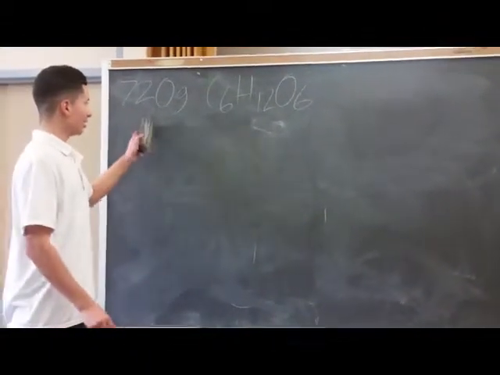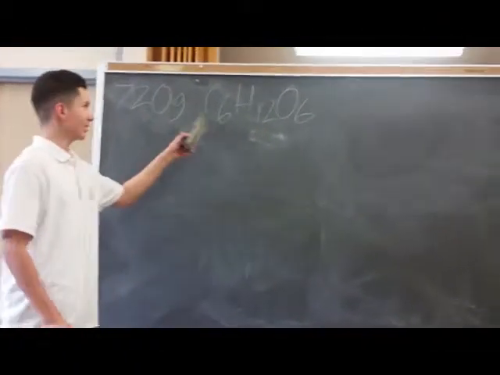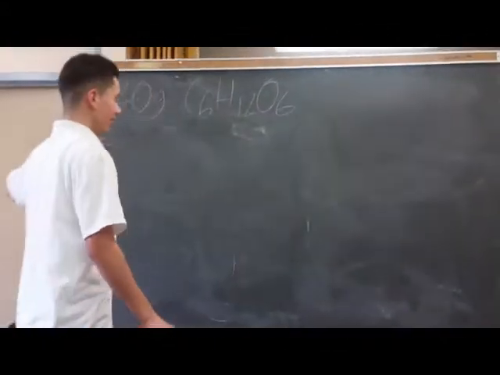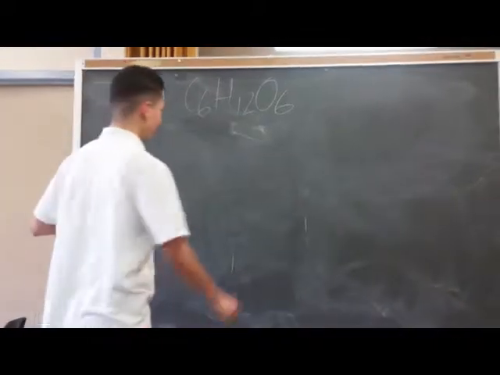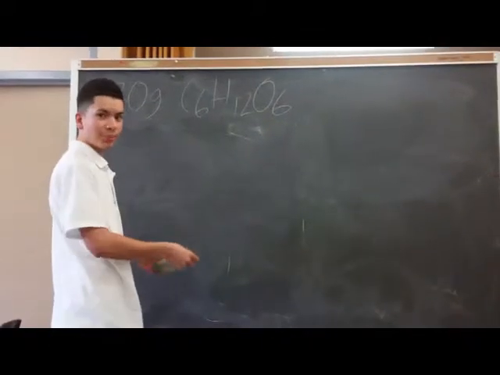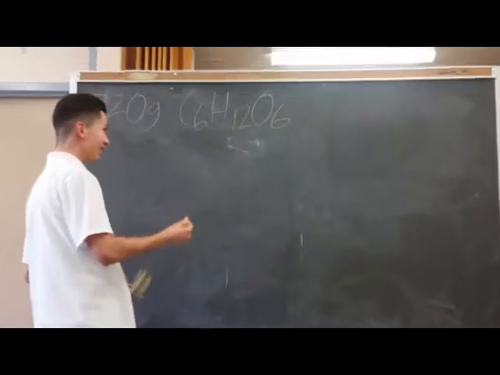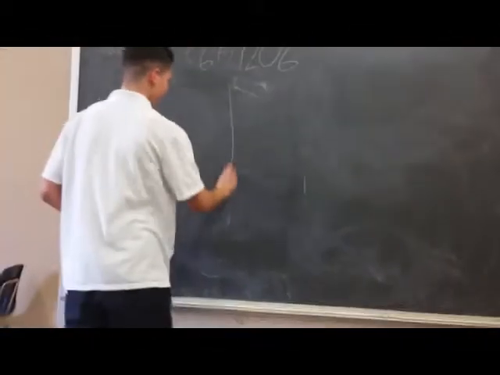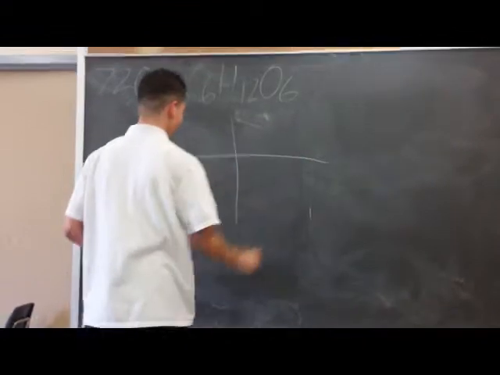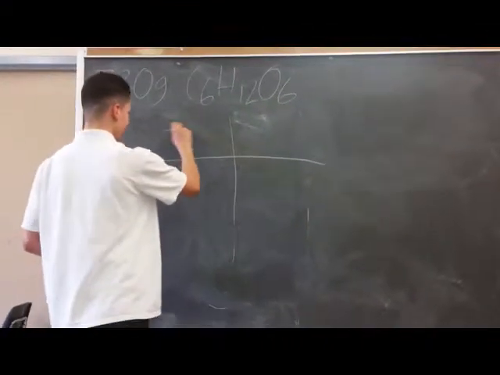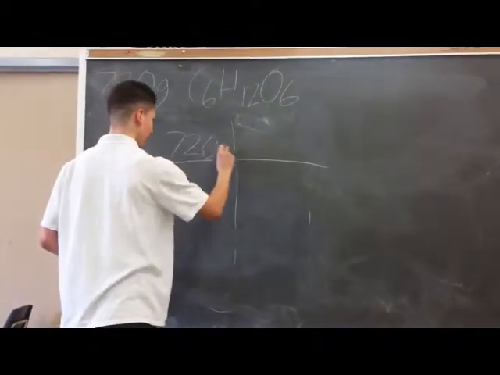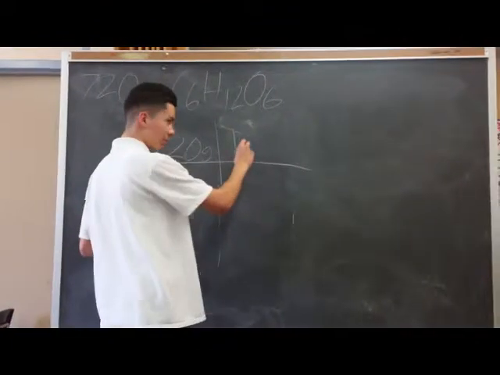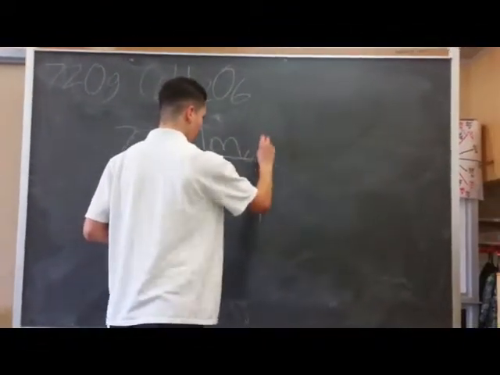So we have 720 grams of glucose, C6H12O6. What we're going to try to do is convert it to moles. First thing we do is set up our dimensional analysis. 720 grams goes over here. We're converting to moles, so we put in 1 mole over here.